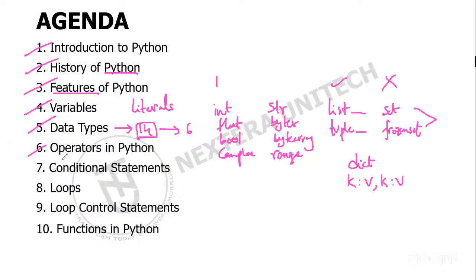Next to data types, we also understood operators. What are the different operators that we have? First of all, what are operators? Operators are nothing but symbols. They are some symbols which help us to do some operations.